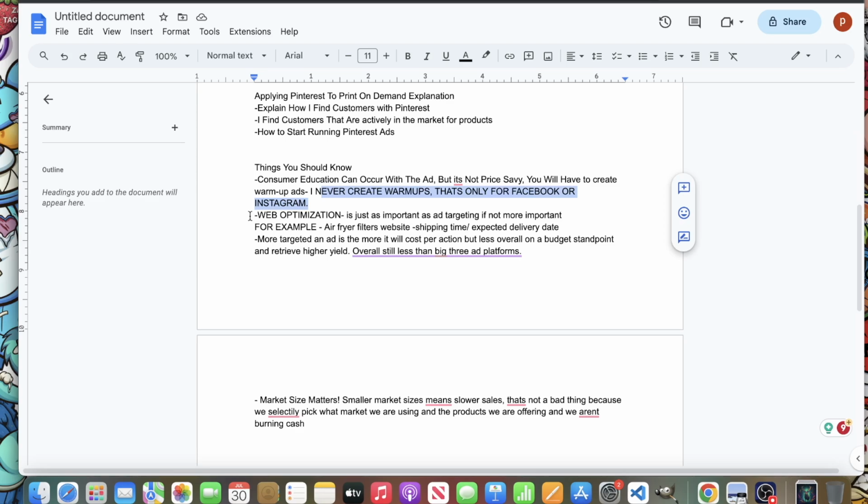People immediately think having a smaller market size is a bad thing. It's not a bad thing because with discernment, I'm selecting the right individual for my product, okay? I am not trying to burn cash. I'm not trying to show my product to the masses and reach them. And remember what I said in the video.